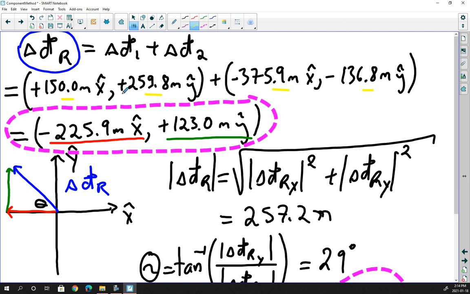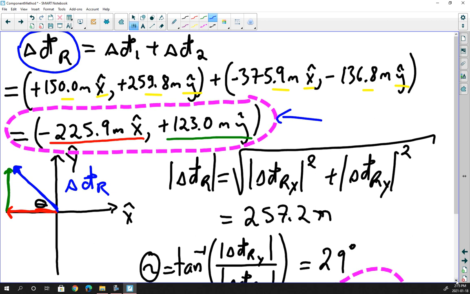It's like collecting like terms. Collect all the x's together: negative 225.9 meters x hat. Collect all the y's together: positive 123.0 meters y hat. And that is your answer. So your answer is so many meters in the negative x-hat direction, and to that we'll add so many meters in the y-hat direction, to give us the final answer, vector tip to tail addition, our blue resultant vector. This is the answer. There's nothing wrong with that. You're not used to writing vectors in this way, but this is the answer.